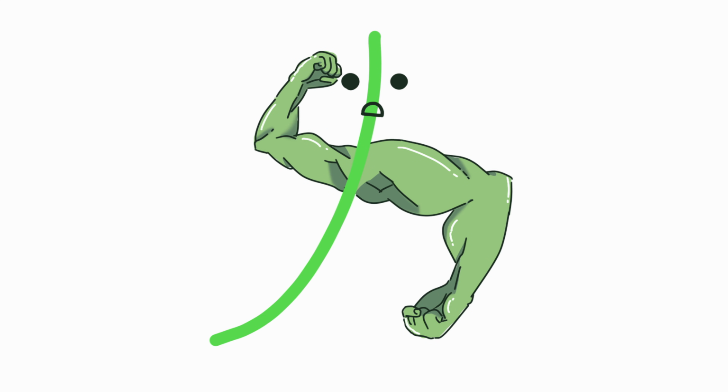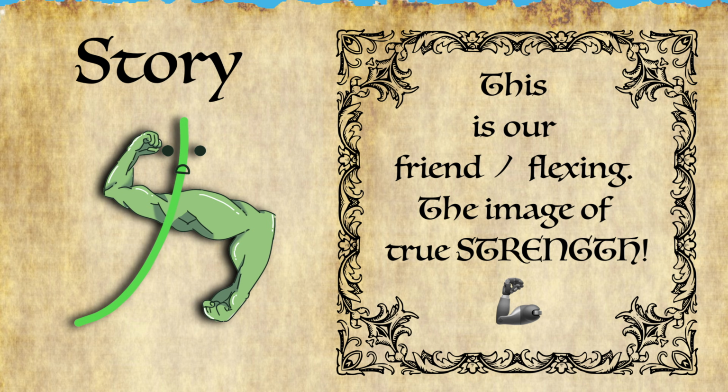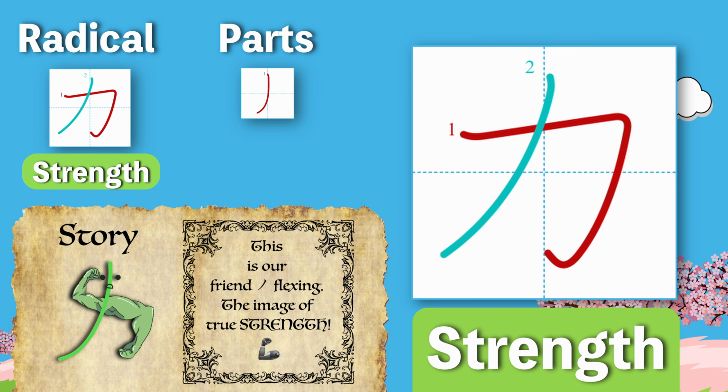Our story will use both of the parts we broke it down into, both no and a flexing arm. This is our friend no, flexing, the image of true strength.